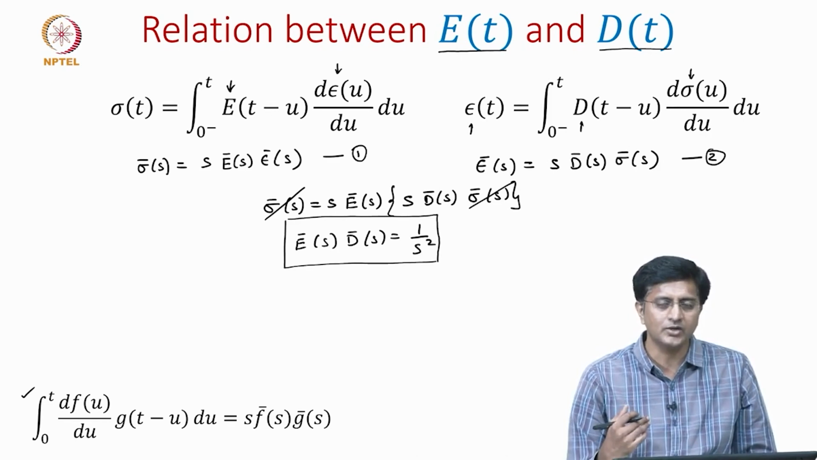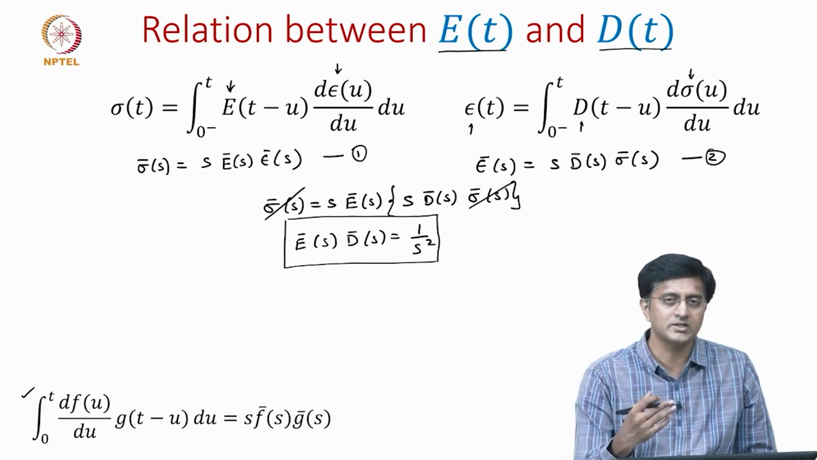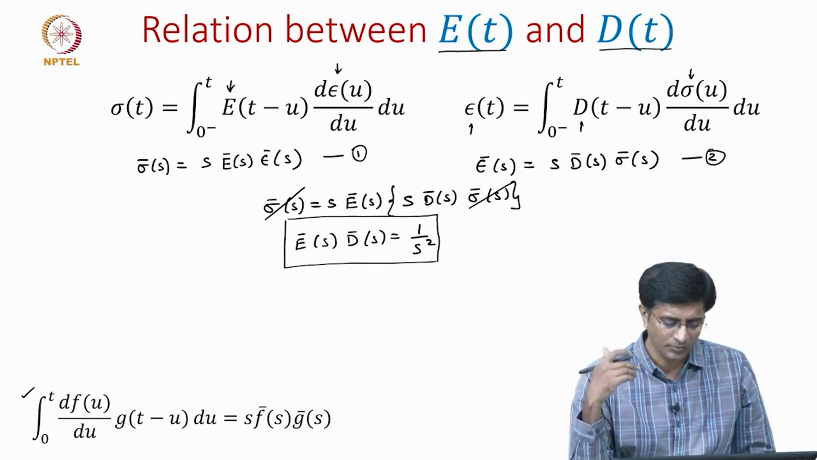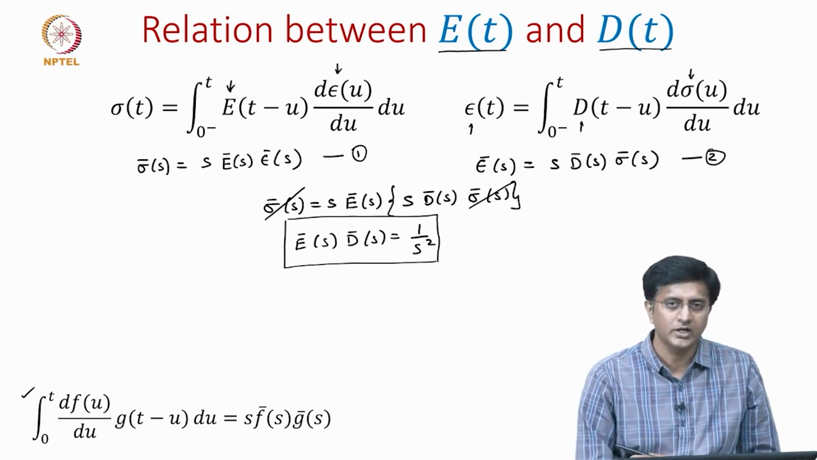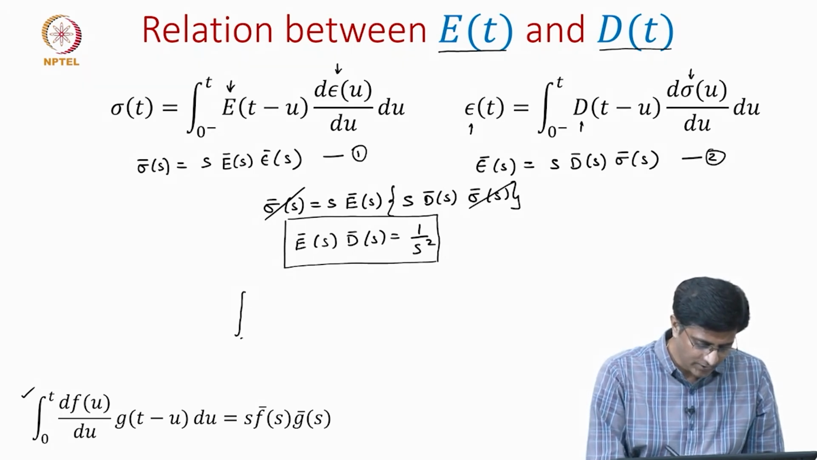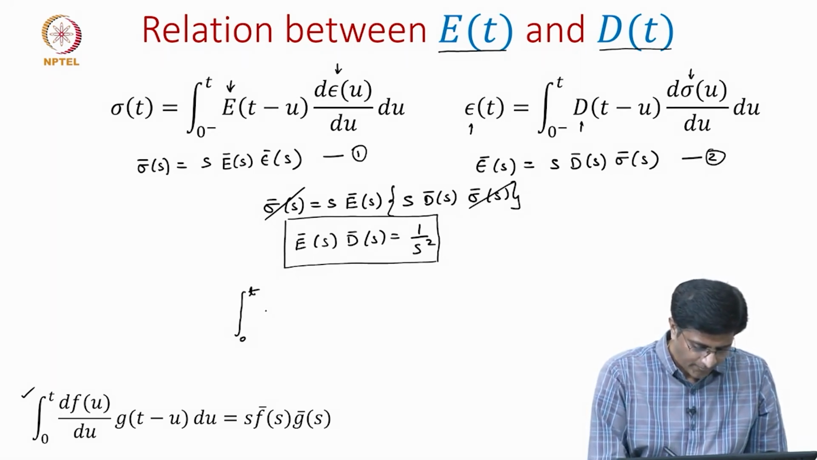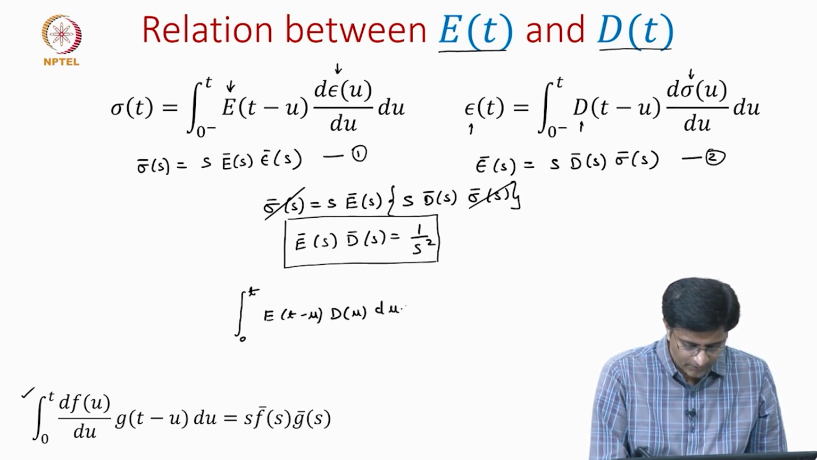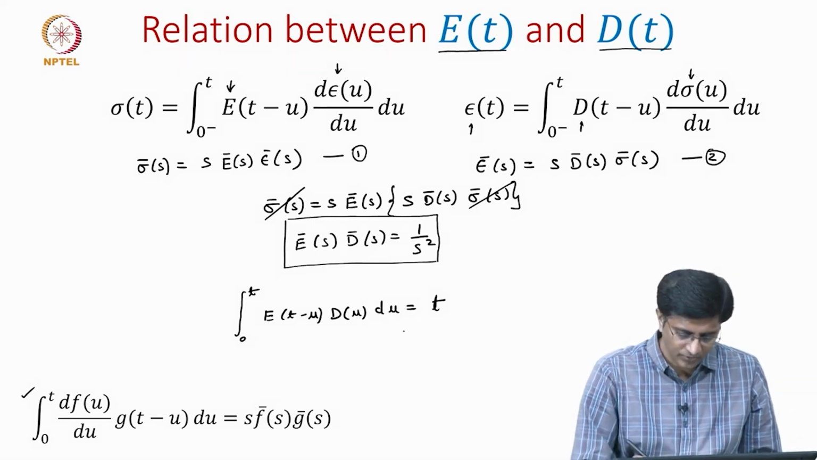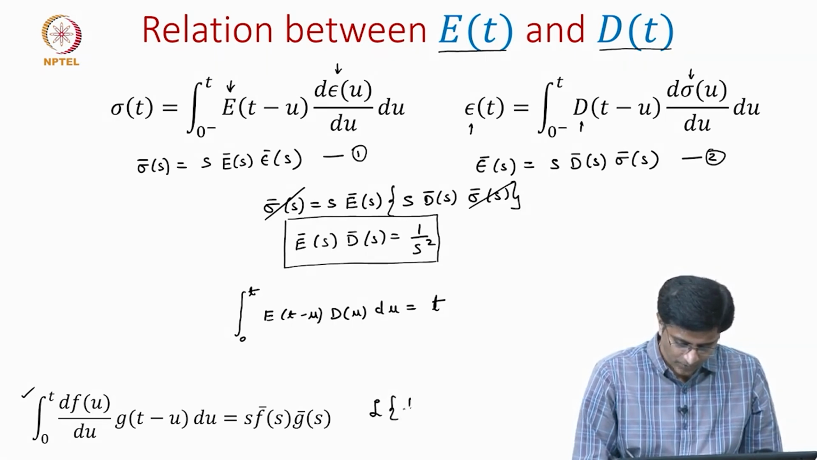But now, let us try to get it to the time domain, so that we can see what the relation between E and D is in the time domain. For this, we will apply the inverse Laplace transform. Once we apply the inverse Laplace transform, we will get the integral from 0 to t of E of t minus u times D of u du equals t, because the inverse Laplace of 1 by s square is t.